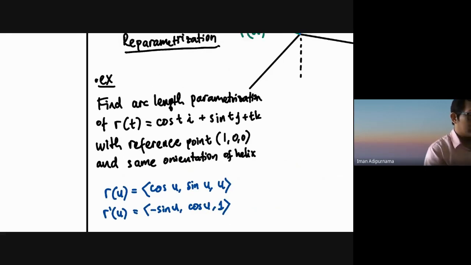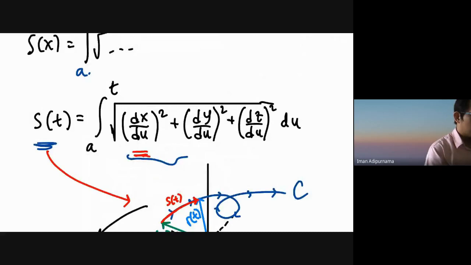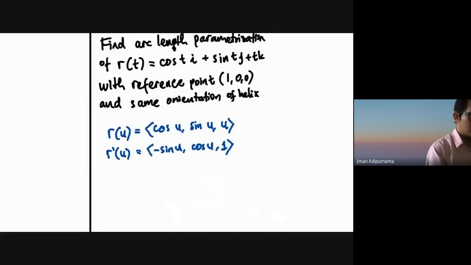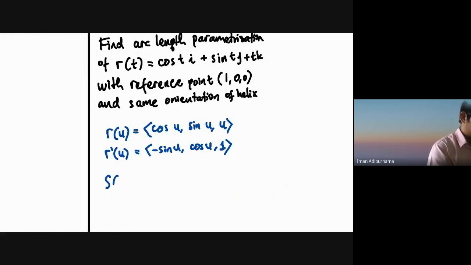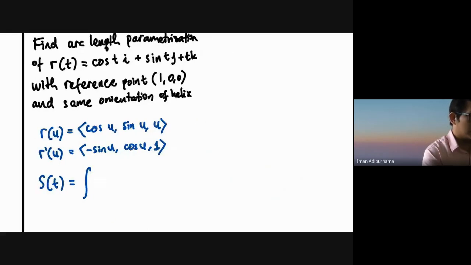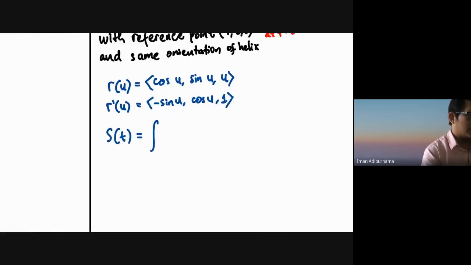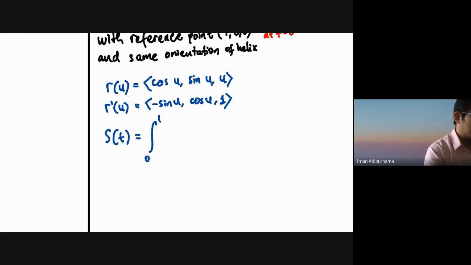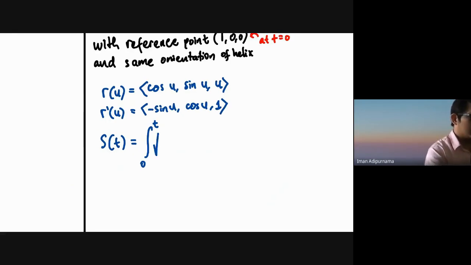So basically, the tangent is what we are looking for. This one. Okay. Now we are going to write down the s as the integration, because the reference point is at t equals 0, right? This is at t equals 0. So we can say that our a is from 0, okay? And we integrate until t, and then put all this r prime inside.